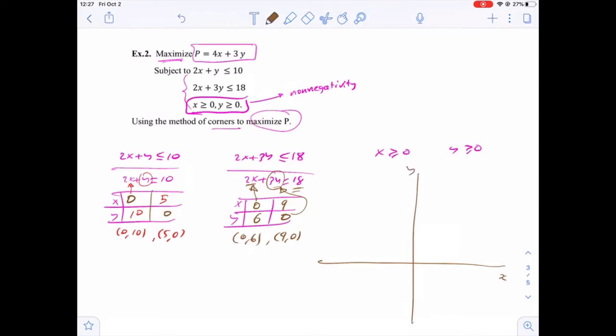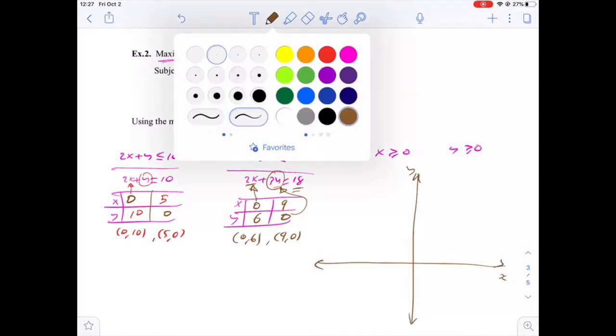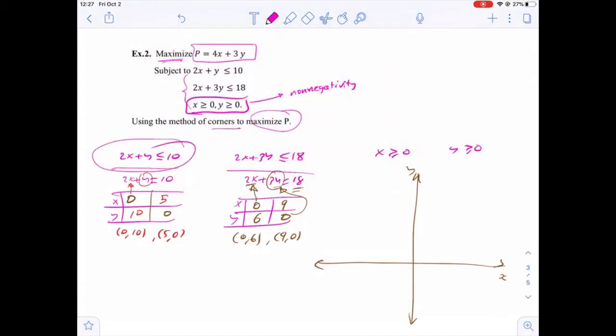This is the x-axis, this is the y-axis, and then we start with the first inequality, 2x plus y less than or equal to 10. So we graph the line that is associated to this. (0, 10) is here, and (5, 0) is here. And then we connect them with a straight line, and we need to determine whether the solution is above this line or below this line.